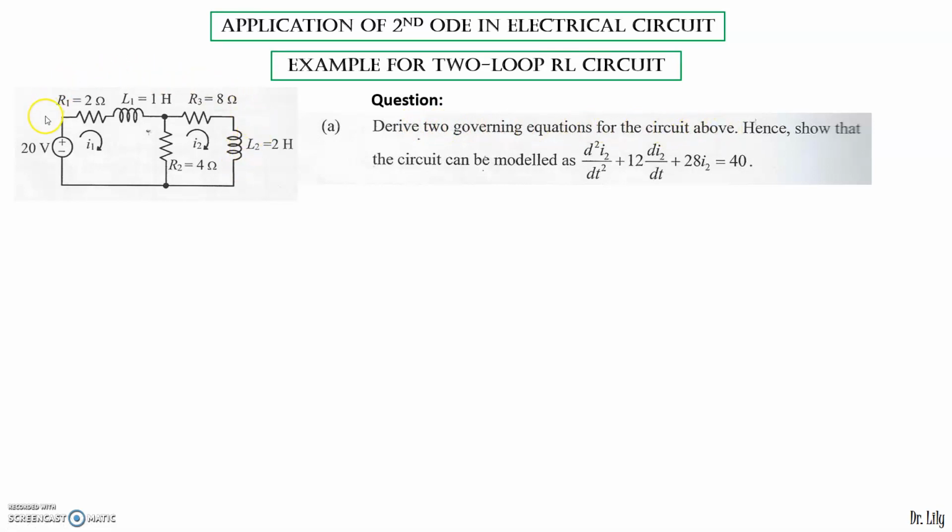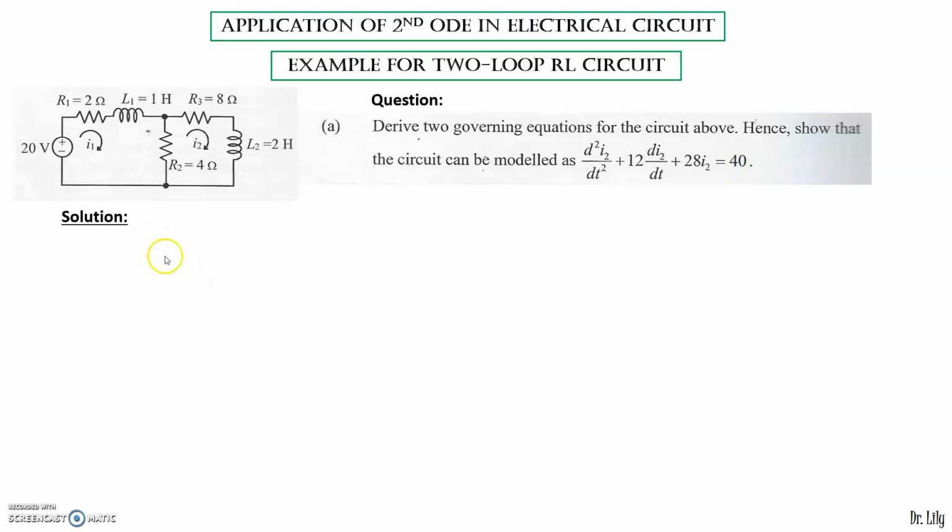Based on the circuit, there are two different mesh currents, I1 and I2. That's why you need to derive the two governing equations. Next, you need to show that the circuit can be modeled as d squared I2 over dt squared plus 12 dI2 over dt plus 28 I2 equals 40.